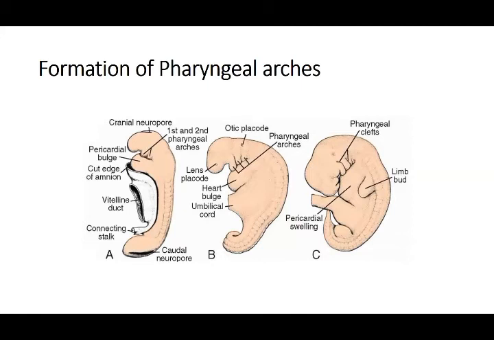This is at the level from the oral cavity down to the end of the neck. That is where the pharynx is developing, which is why we call it the pharyngeal apparatus. And all the structures in relation with the pharynx develop from it.